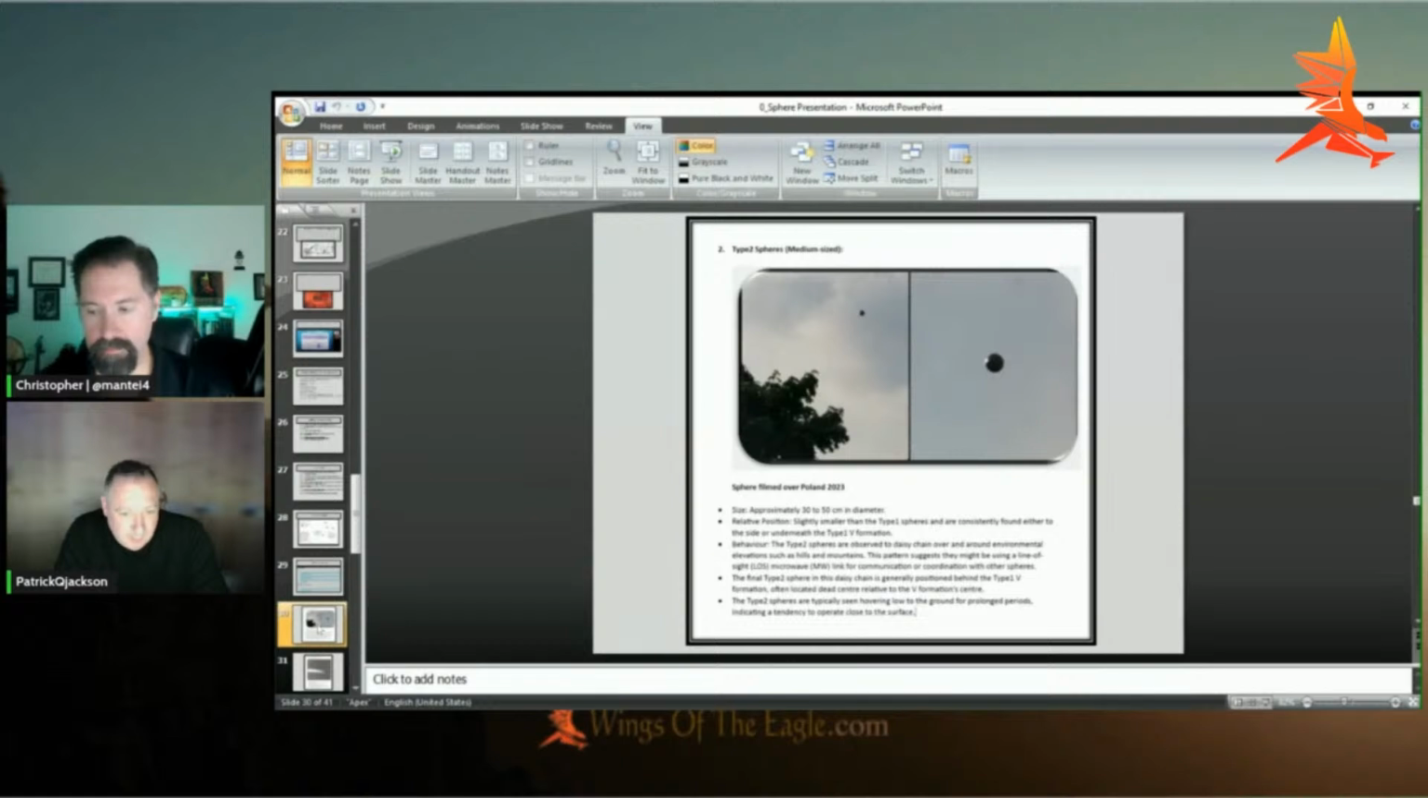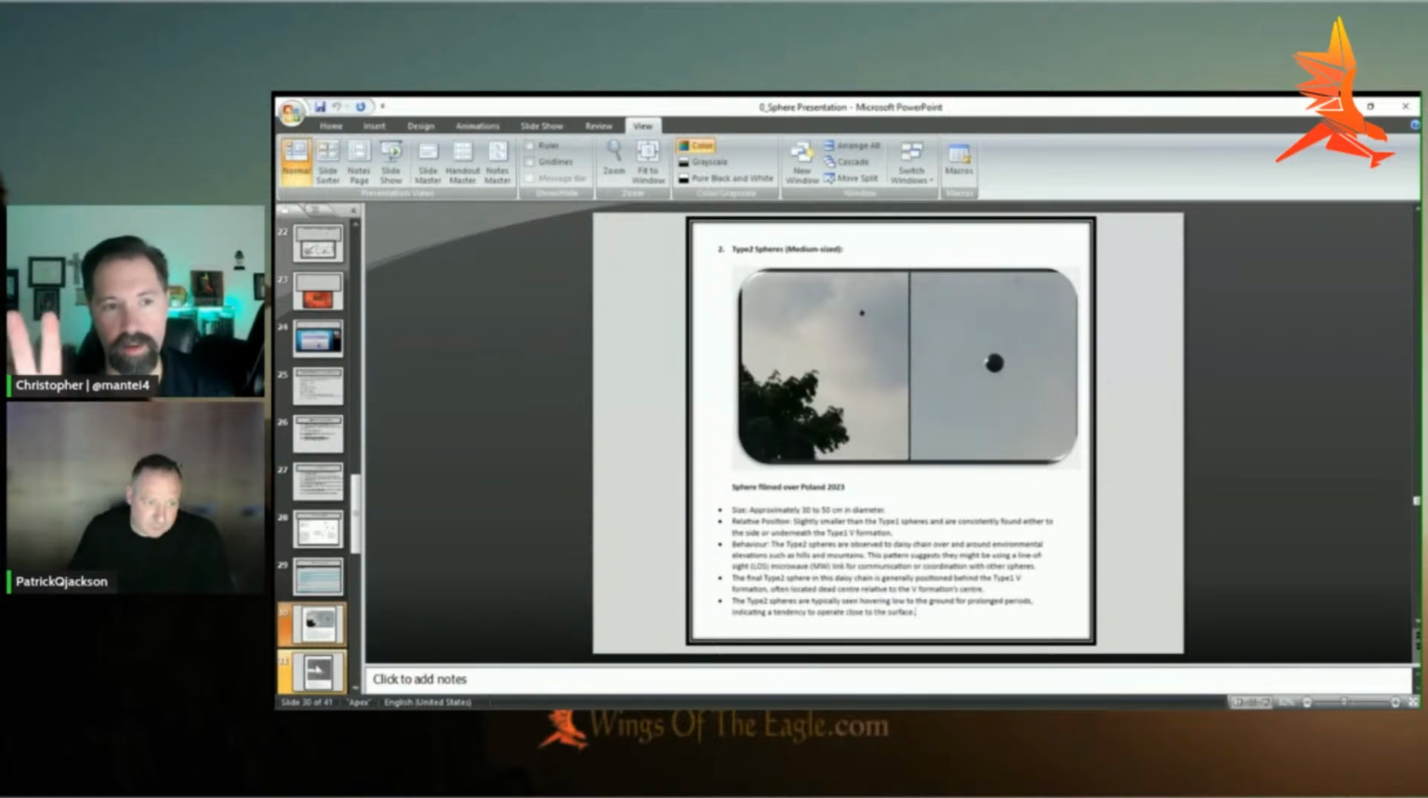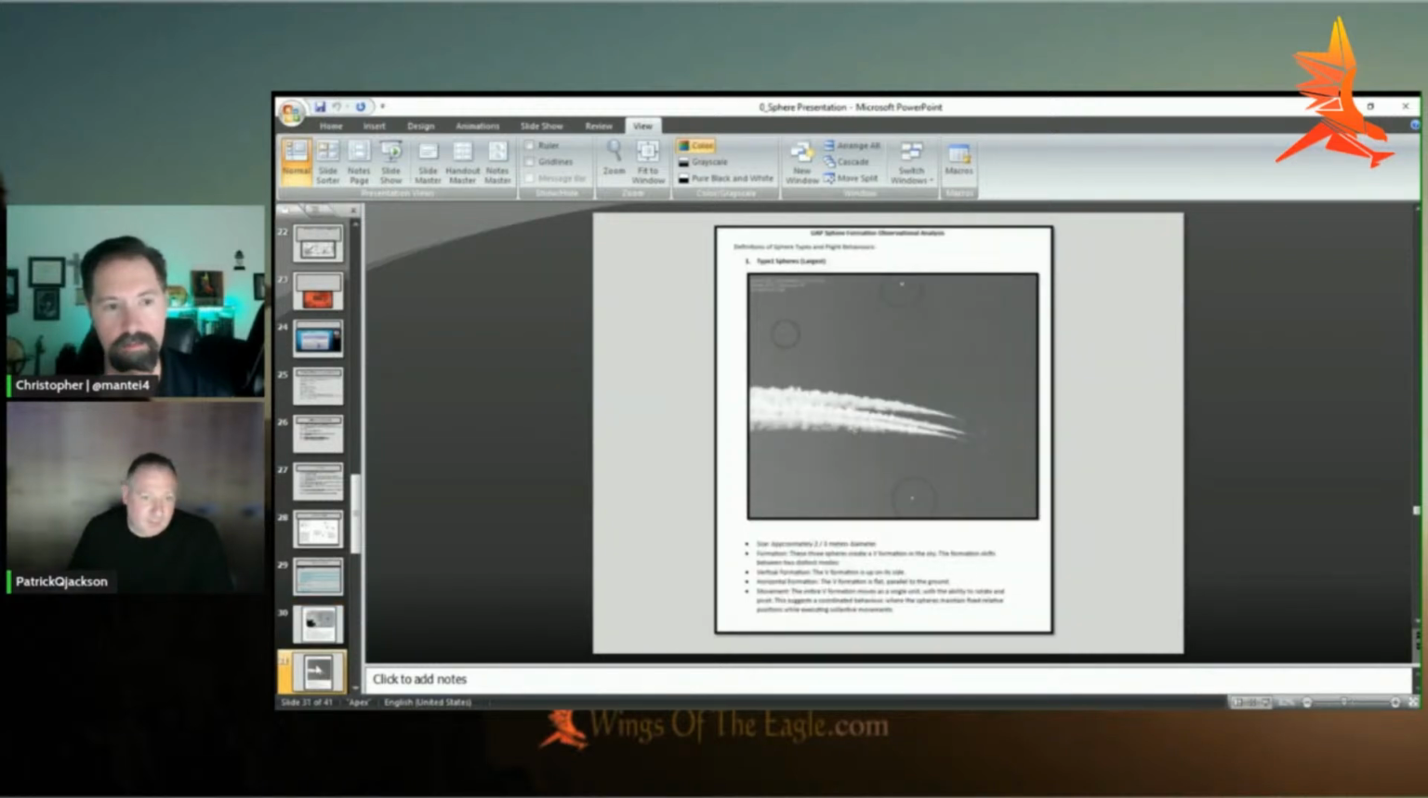It observes a daisy chain around environmental elevations such as hills and mountains. The pattern suggests that they might be using a line-of-sight microwave-based communication network to coordinate with the other spheres and V formations. If someone sees these, does that automatically mean a V formation is somewhere around, or not necessarily? Yes, it does. This one is the type 1 V formation.